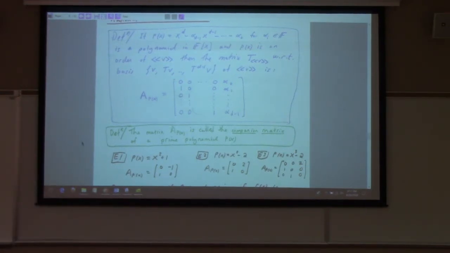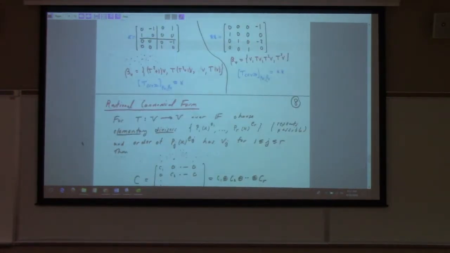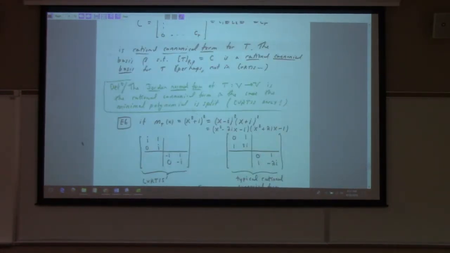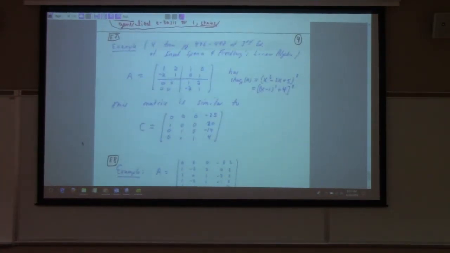Oh, well, actually, was there anything else in here you guys want to talk about? Do you understand what the rational canonical form is, or no? You could explain it real quick. Explain it? Okay.